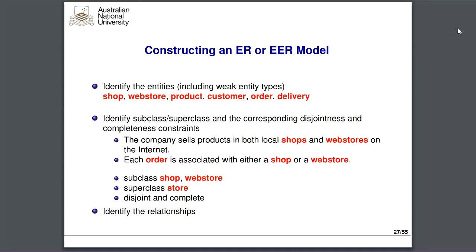So first step, identify the entities. So shop, web store, product, customer, order, delivery. And then identify the subclasses, in this case, corresponding to the disjoint or completeness constraints.